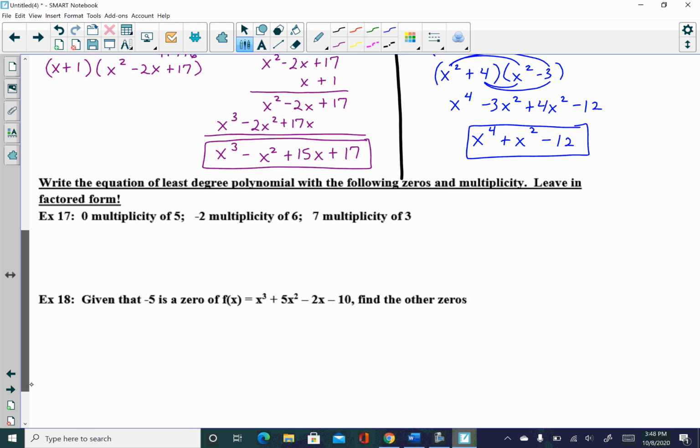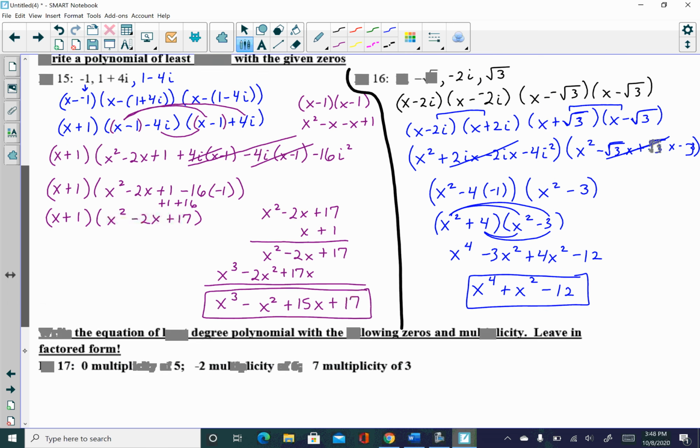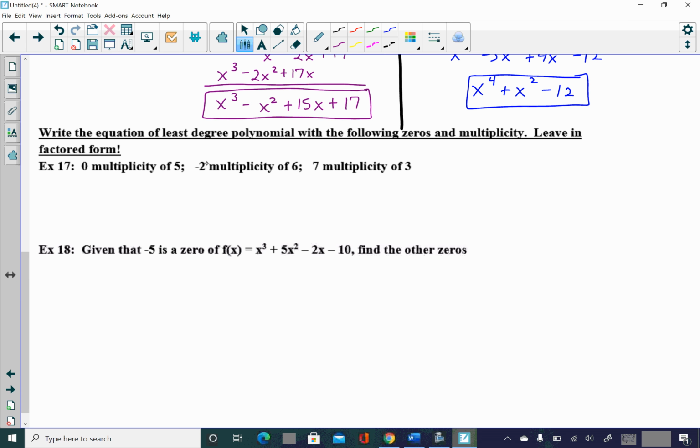We're just working backwards here in example 17. They want us to write an equation of least degree polynomial with the following zeros and multiplicity. We're just going to leave it in factored form. We're not going to multiply it out like we did those previous two. So the first one, example 17, says that we have a 0 at 0.